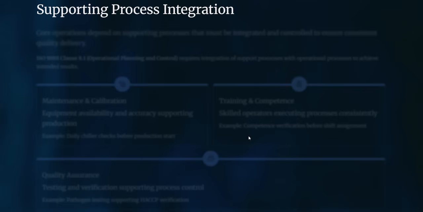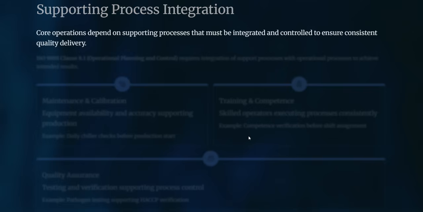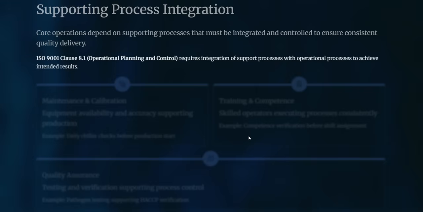Supporting process integration. Operations depends on supporting processes that must be integrated and controlled to ensure consistent quality delivery. ISO 9001 Clause 8.1 operational planning and control requires integration of support processes with operational processes to achieve intended results.